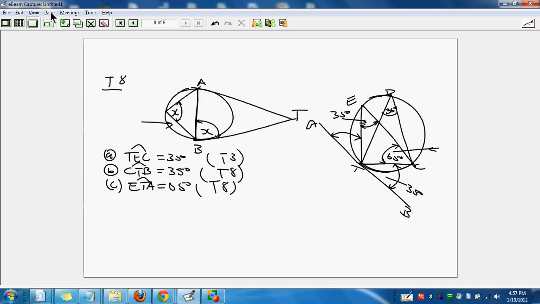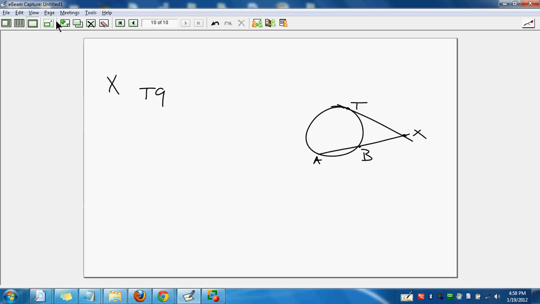Okay, we're looking at theorem 9. It says that if Tx is a tangent to a circle, as shown, and AB is a secant, meaning a chord that is extended outside, meeting the tangent at x, so the tangent is meeting the secant at this point x, then Tx squared, write it down, Tx squared is equal to AX times XB.